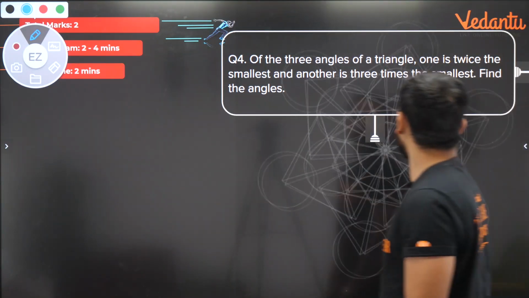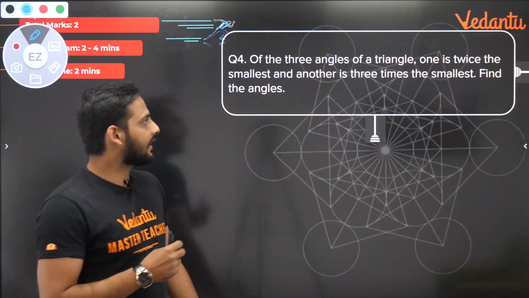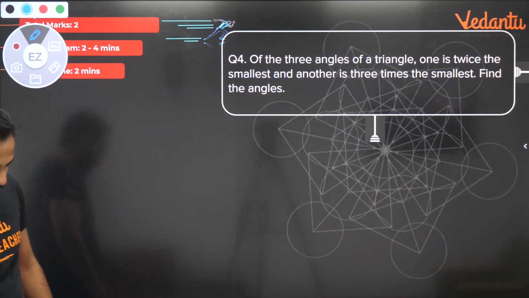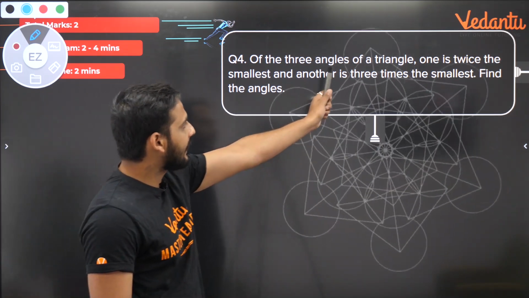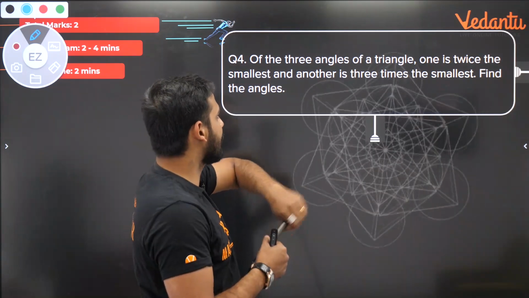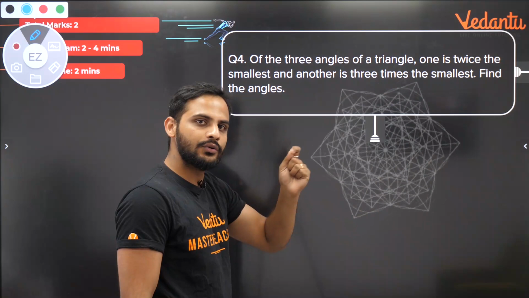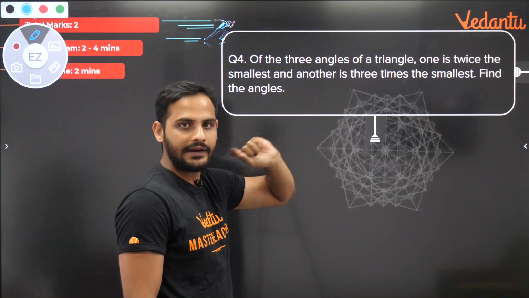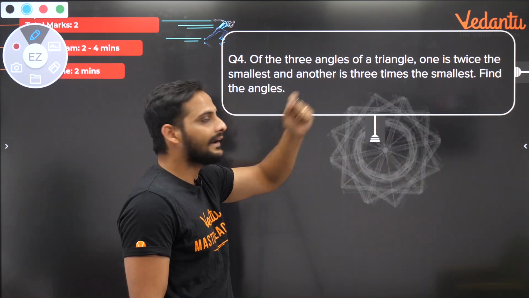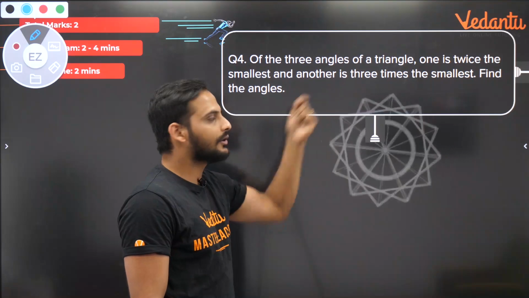Of the three angles of a triangle, one is twice the smallest, and another is 3 times the smallest. Find the angles. Now, bachcho, if you look here carefully, see what is happening. 3 angles are there in a triangle. Correct? Now, in those 3 angles, they have told that one angle is twice the smallest. So, if I know the smallest angle, I can say the other is double of that. And then they have told that the other is 3 times the smallest. So that means if I know the smallest angle, I can get the value of the other 2 angles.